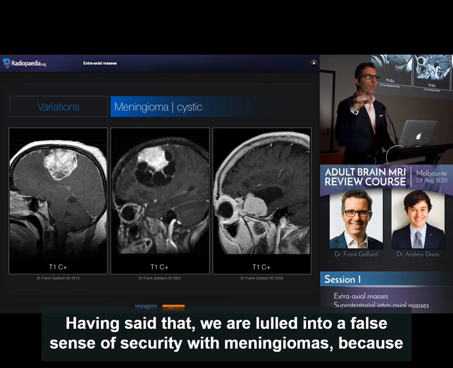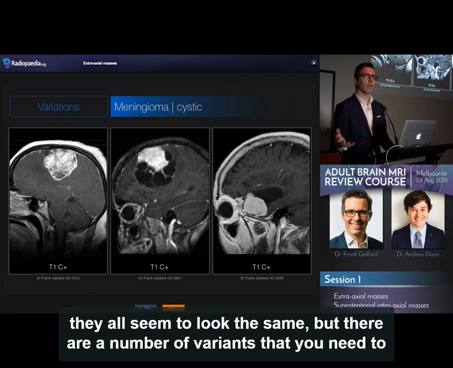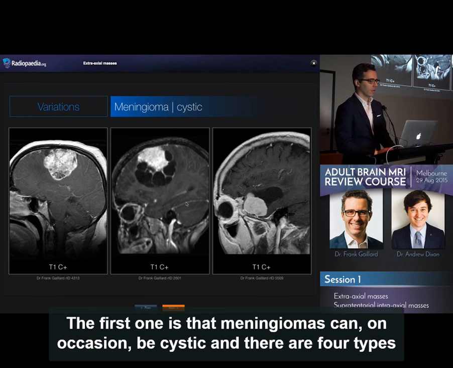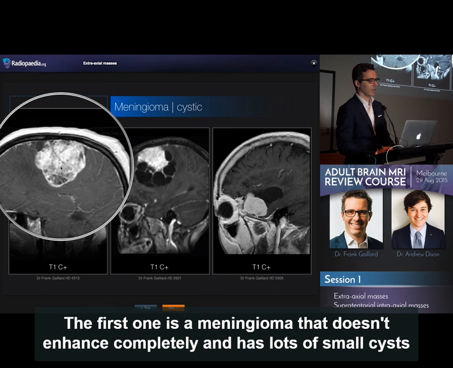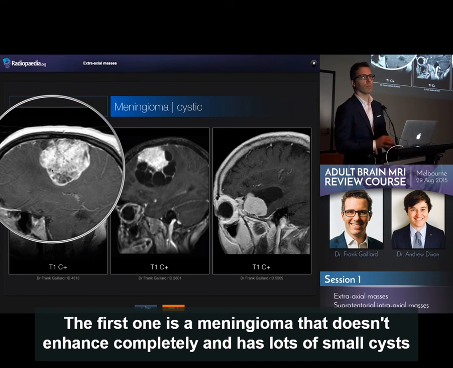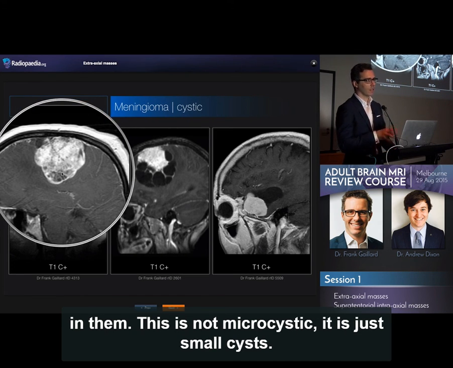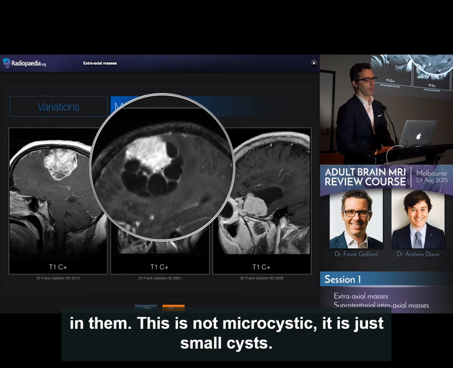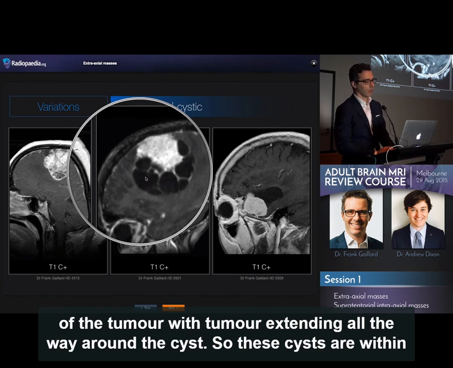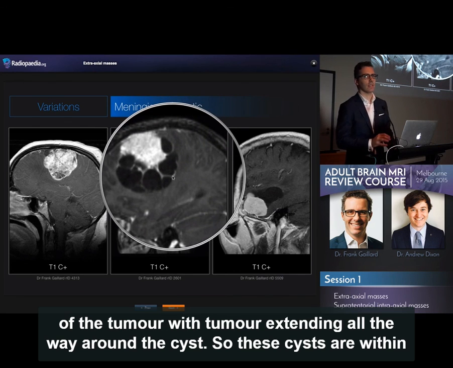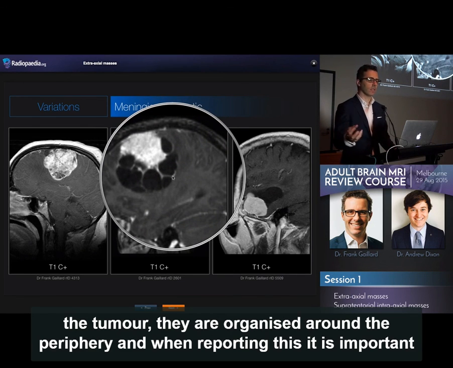Having said that, we are lulled into a false sense of security with meningiomas because they all seem to look the same, but there are a number of variants that you need to be aware of. So the first one is that meningiomas can on occasion be cystic, and there's sort of 4 types of cysts that you can see with meningiomas. The first one is a meningioma that doesn't enhance completely and has lots of small cysts in them. This is not microcystic, it's just small cysts. The other pattern, which you see not infrequently, is a sort of rosary bead of cysts at the periphery of the tumour, with tumour extending all the way around the cyst. So these cysts are within the tumour, they're organised around the periphery.